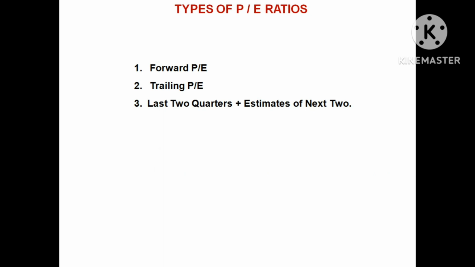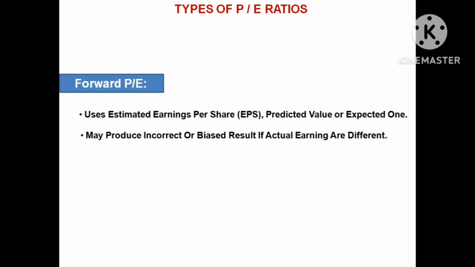Coming to the types of PE ratio, people generally use three ways to calculate this PE ratio: forward PE, trailing PE, and a combination where people use earnings per share of the last 2 quarters and earnings per share in the future, which is generally a predicted value. Coming to the forward PE, people will use estimated earnings per share, a predicted or expected value based on their observations and other data. It may produce incorrect or biased results if the actual earnings announced by the company are different.